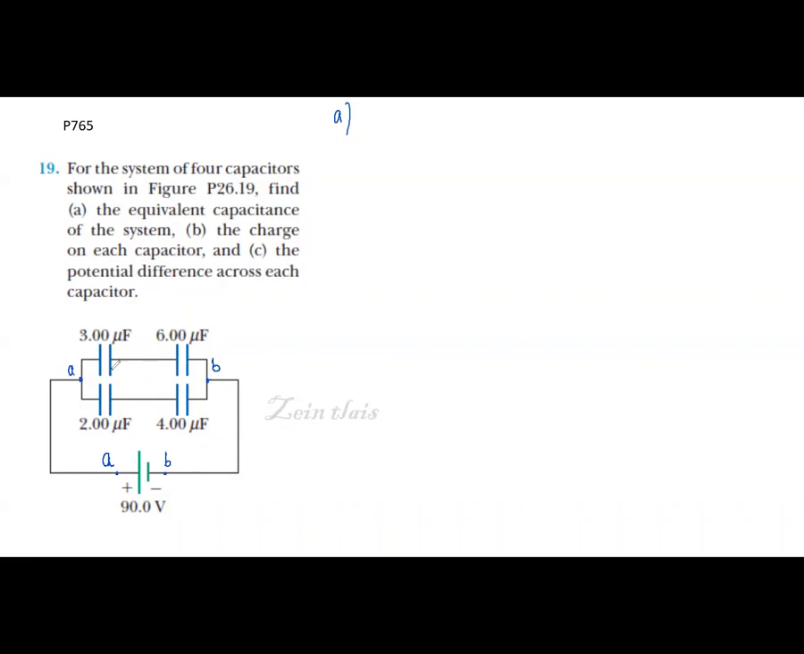As you see, between A and B, we have two series capacitors, and here also we have two series capacitors. I advise you to label each capacitor. Let's say we have 1, 2, 3, and 4. As you see, 1 and 2 are in series, and also 3 and 4 are in series.